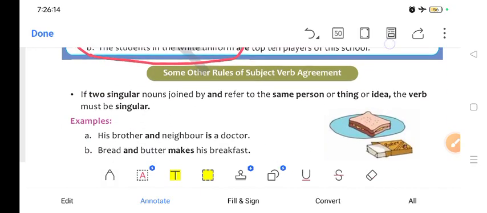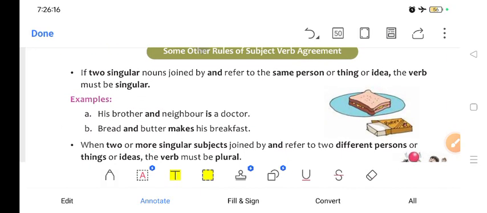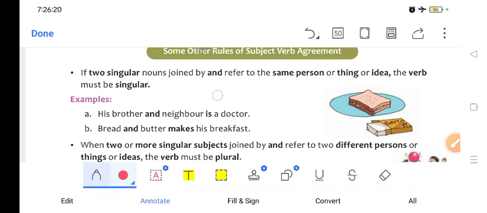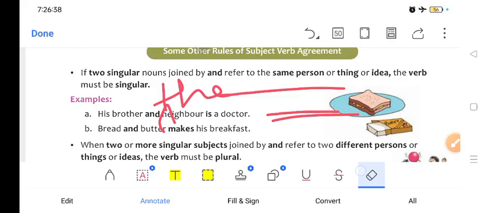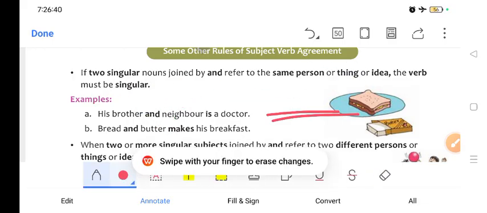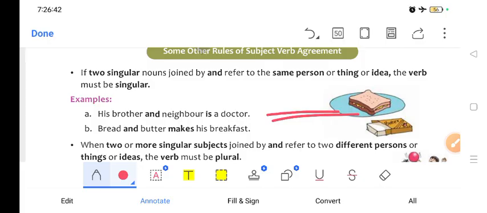Okay. Some other rules of subject verb agreement. If two singular nouns joined by and refer to the same person, thing or idea, the verb must be singular. For example, his brother and neighbor is a doctor. So they are referring to the same person. But suppose I have added here, his brother and the neighbor, it means I'm talking about two persons. At that time we will put here a plural verb. Bread and butter, they are referring to the same thing, makes his breakfast.